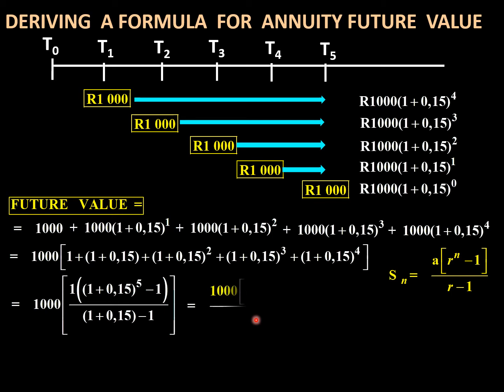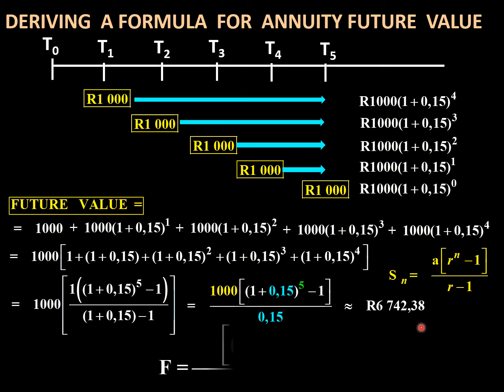Let's just try to generalize this. So we can just write it in color. There's the 1,000. I put my interest in that blue color there, 0.15, and you see 1 subtract 1, they just cancel. I'm just left with 0.15. Now we can generalize here, and we can calculate it. So its value would be 6,742 Rand and 38 cents.